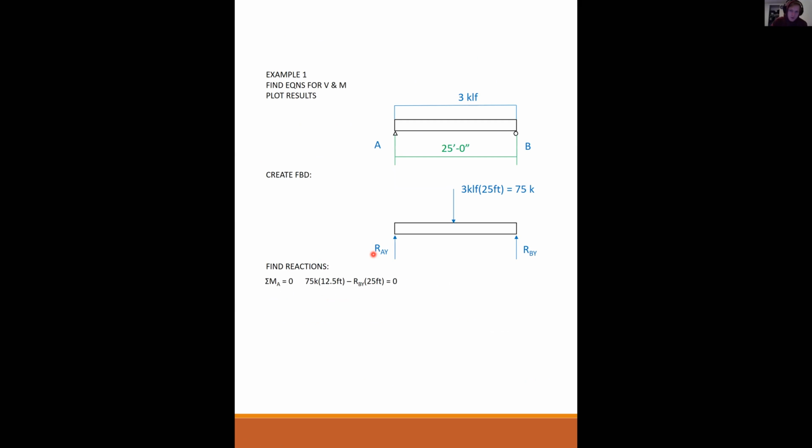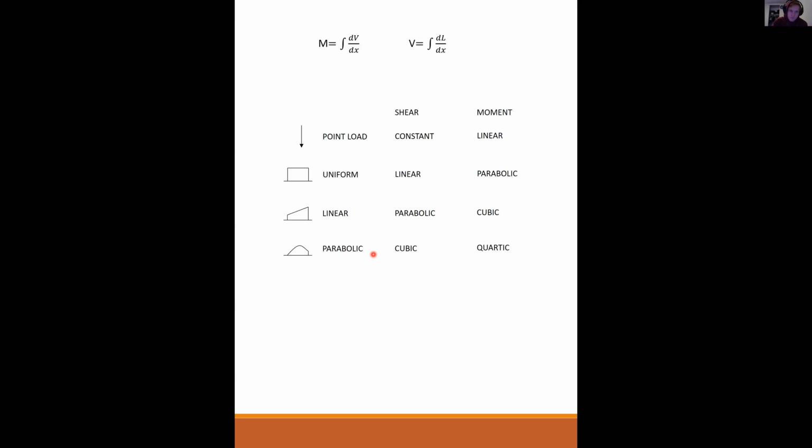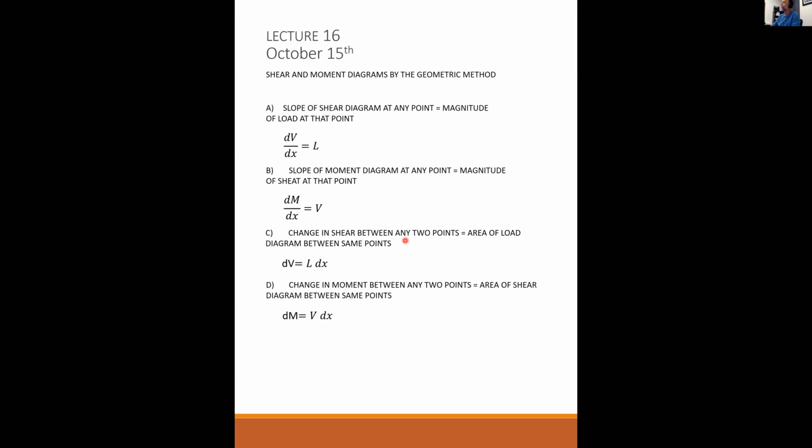The area of the loading diagram. The change in shear between any 2 points is equal to the area of the load diagram between the same points. Okay, have that in your mind?